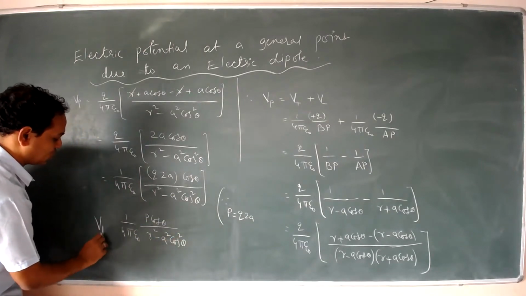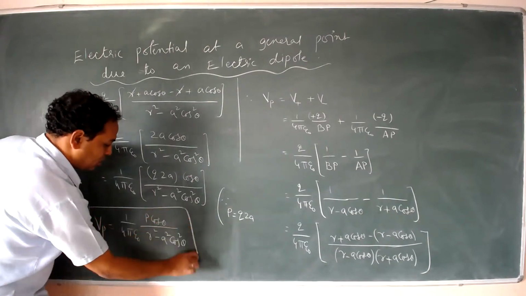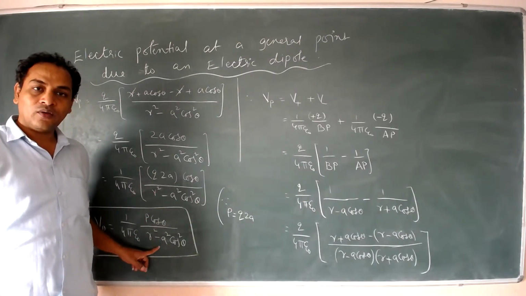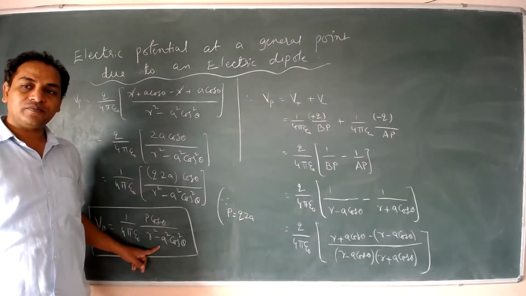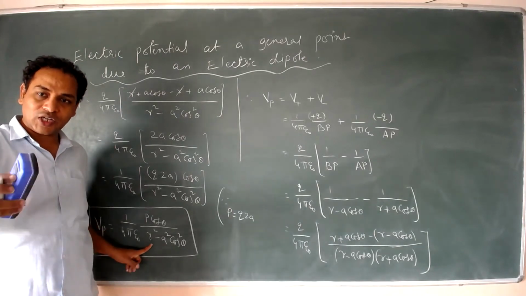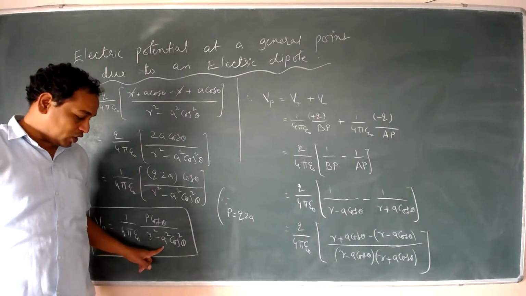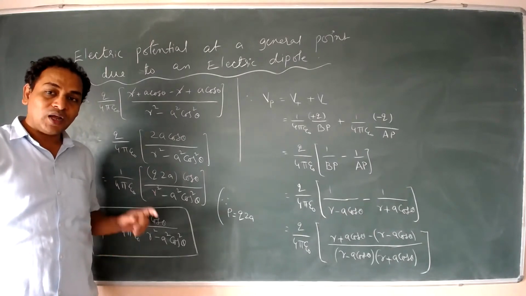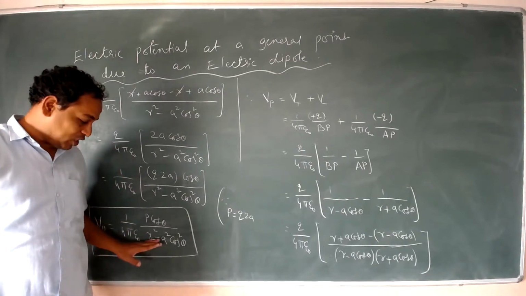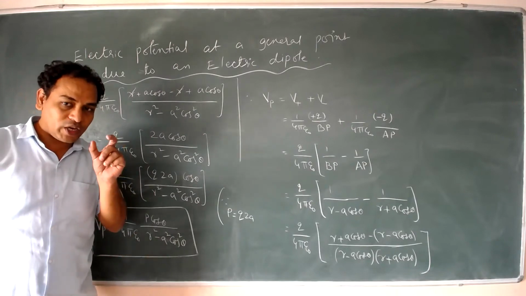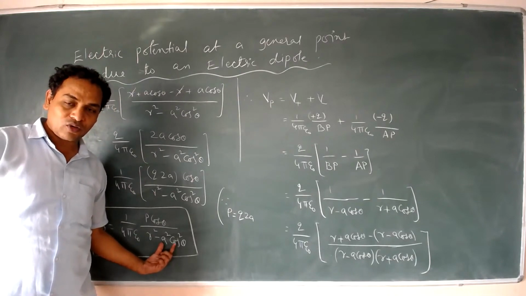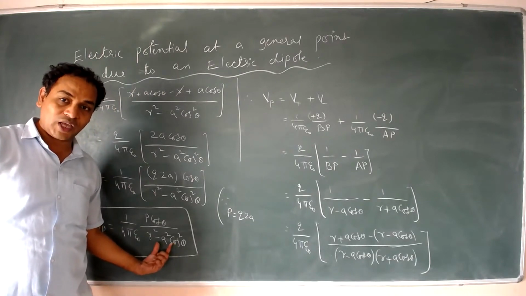So this is the electric potential at a point P in a general point. When you use this formula, R as well as A: R means the distance at which you are going to calculate the electric field. What is A? A is the dipole length. So if these two are comparable, then you will use this formula. If the dipole is very small, then A square cos square theta will be neglected.